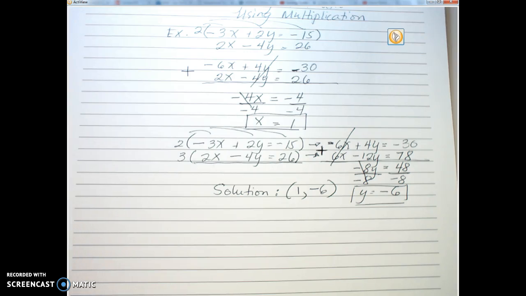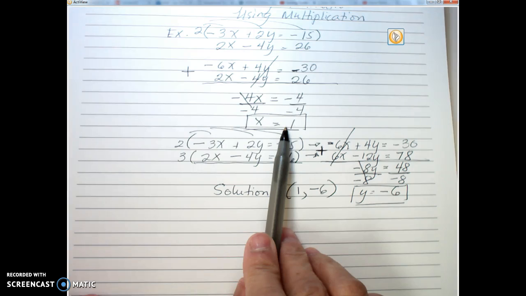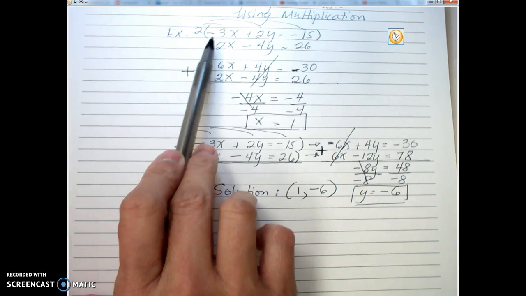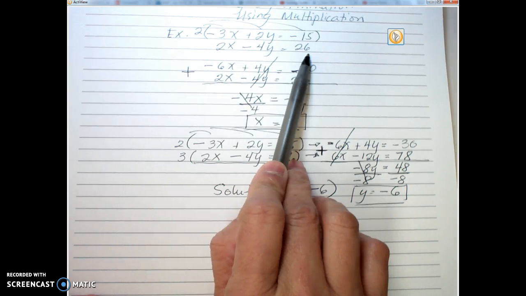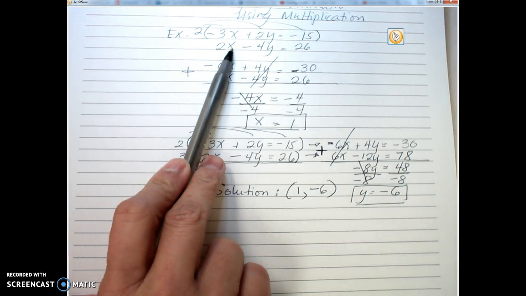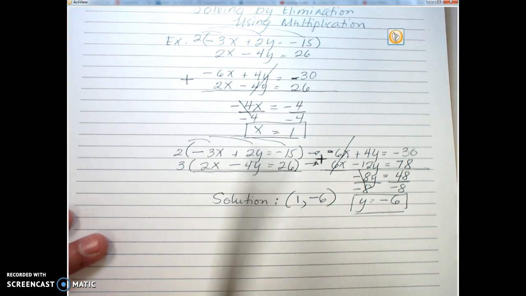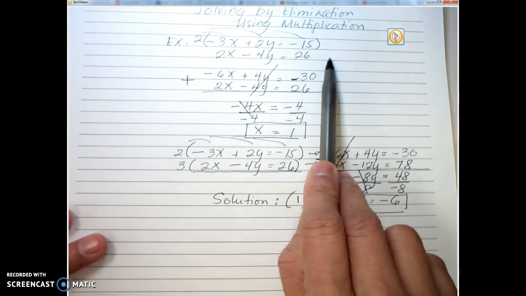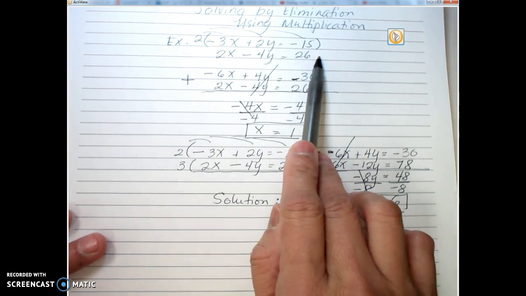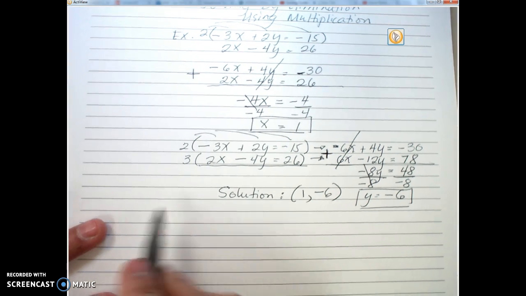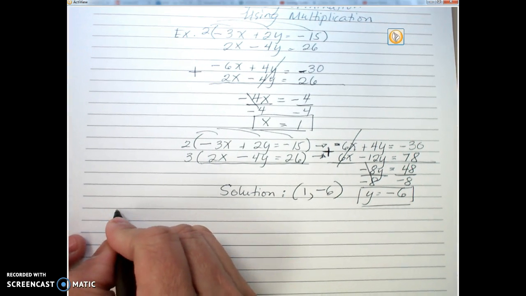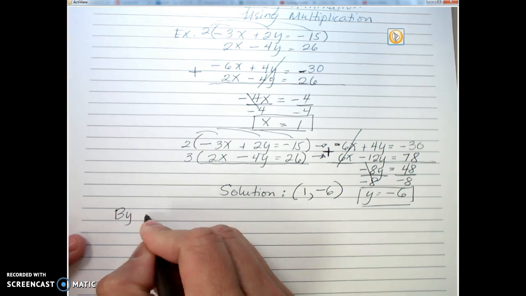Now I want to do a little experiment. I want to go ahead and get x equals 1. Pick one equation here, substitute the x, and see if we're going to get y equals negative 6. So for example, let's do equation 2. So on equation 2, let me write this down here. So let me put here by substitution.